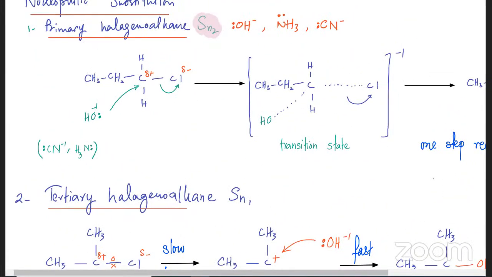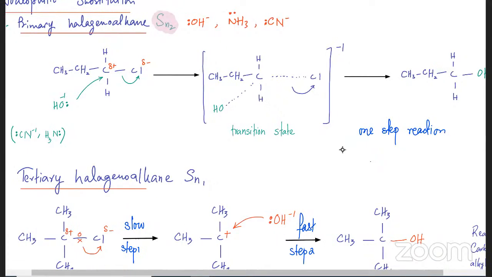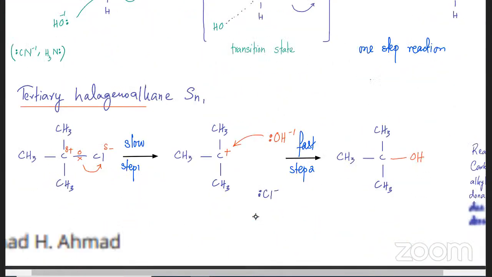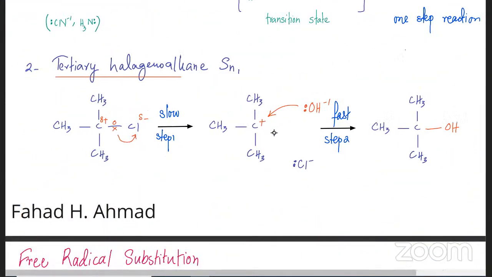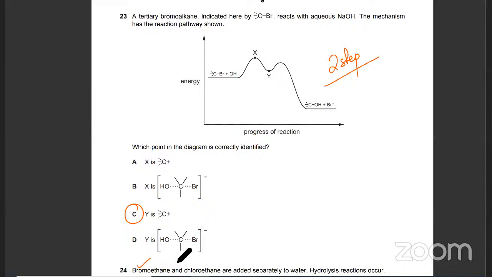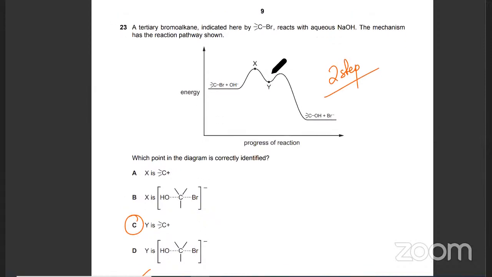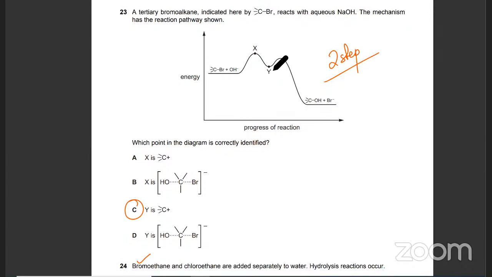This primary one is a one-step mechanism. Everything happens in one go. Tertiary SN1, that's where you have a two-step reaction. A carbocation is formed. So this thing over here in the middle, that's a carbocation. Okay? Is this clear? Yes, sir. While this is for SN2, so this is not. Yep, this is the intermediate.